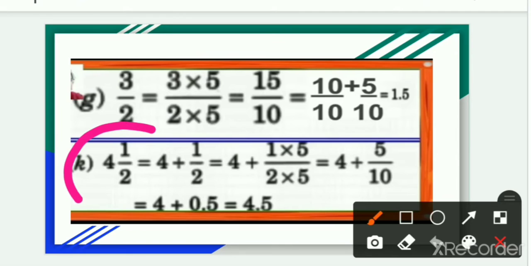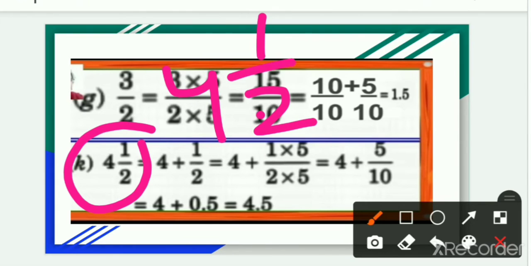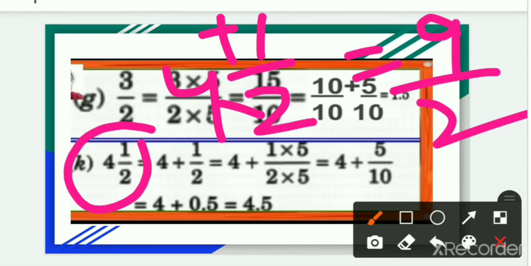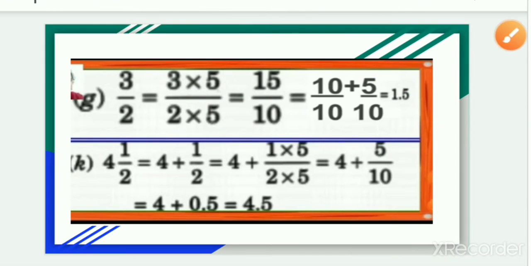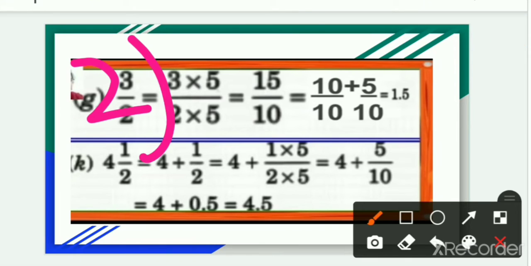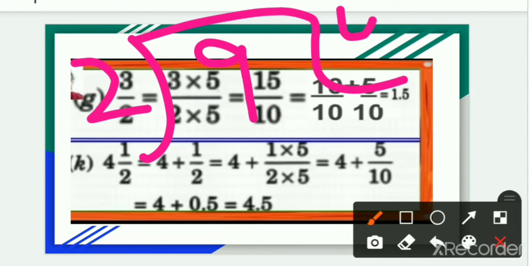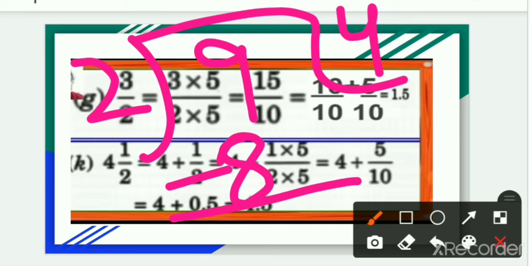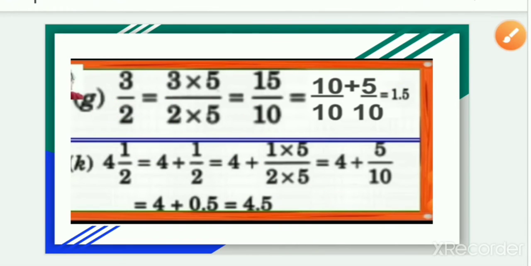Same way we can solve the next part, that is 4 1 by 2. Either you convert it into the fraction form, like 2 multiplied by 4, that is 8, 2 fours are 8, and plus 1, that is 9 by 2. Now you can divide it by dividing 9 by 2. Like what? 2 fours are 8. 9 minus 8 is 1. Put the point and increase 0. 2 fives are 10. So it will be 4.5.